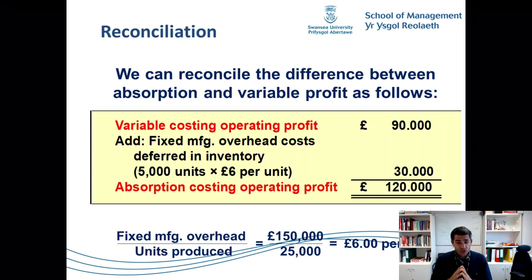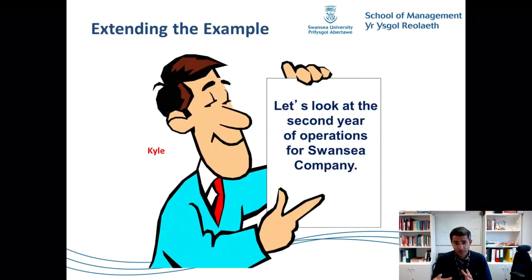If there is no closing inventory, for example after year two, you will expect the total profit between the two methods to be the same. You will see this in year two, how it works. Let's go to year two now. For year two, it's completely the same stuff. It's not really complicated. If you understand year one, you should be able to understand year two.